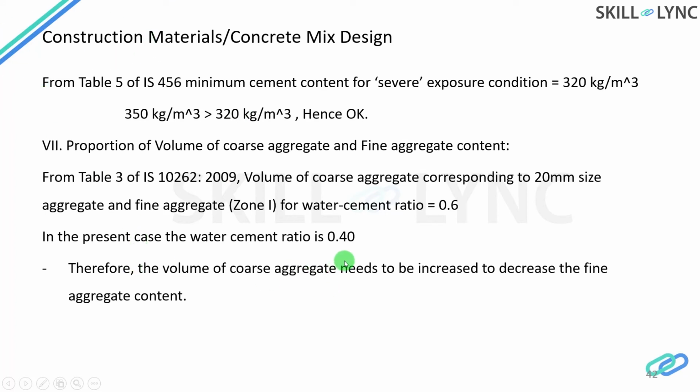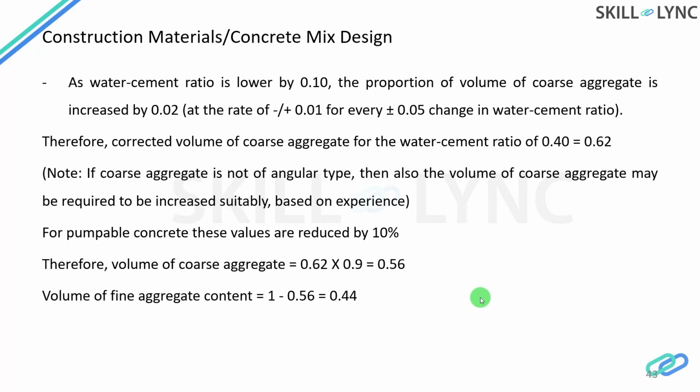So in the present case, the water cement ratio we have calculated is 0.4. Therefore, the volume of coarse aggregate needs to be increased. Since the water cement ratio in the table for coarse aggregate is 0.6, we have to increase the coarse aggregate and decrease the fine aggregate content. For that, a correction of plus or minus 0.01 is to be added for every 0.05 change in water cement ratio. So we have to increase the proportion of volume of coarse aggregate by 0.02. So the corrected volume of coarse aggregate for water cement ratio of 0.40 is equal to 0.62.